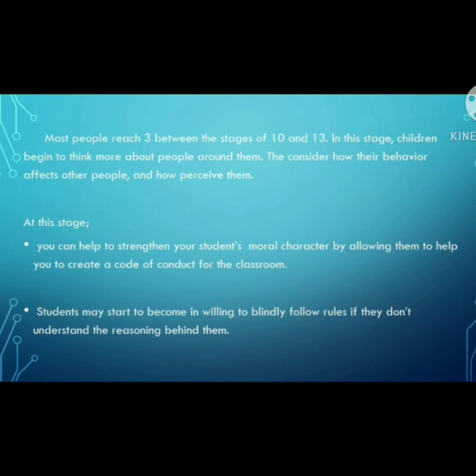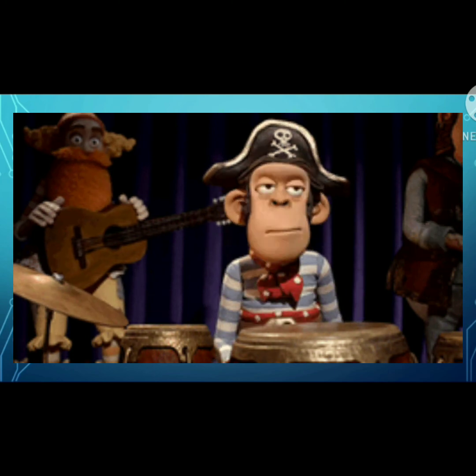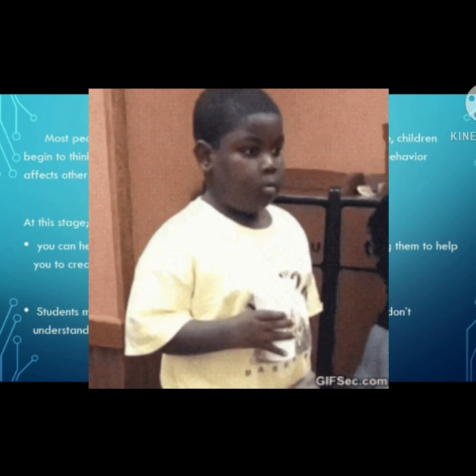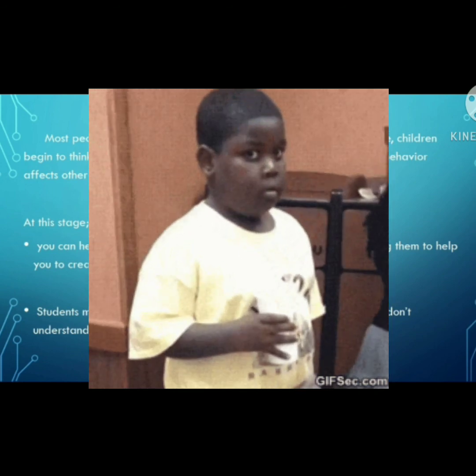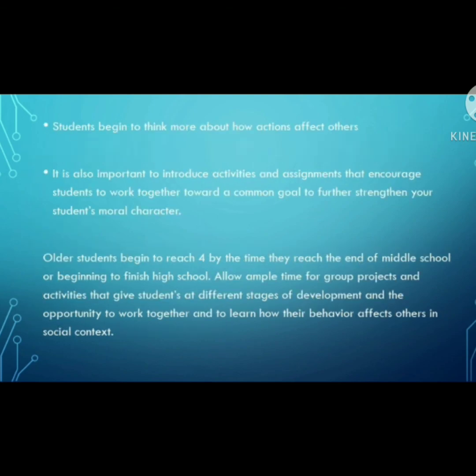The next one: students may start to become unwilling to blindly follow rules if they don't understand the reasoning behind them. They will be cautious or wary because they don't understand the rules and also think about whether it's bad or good. Students begin to think more about how their actions affect others, because of the way they behave and show their attitude.